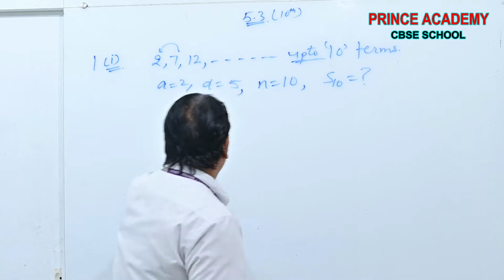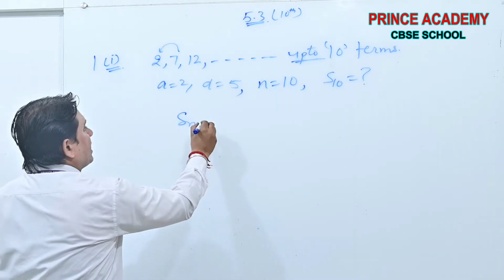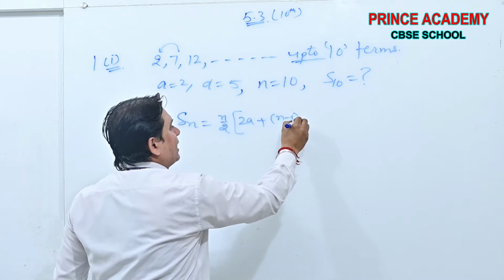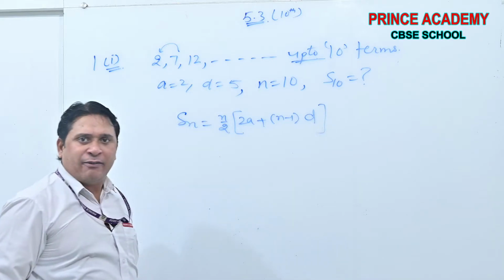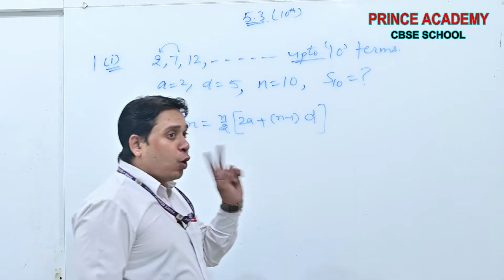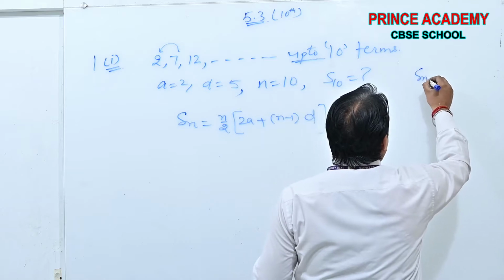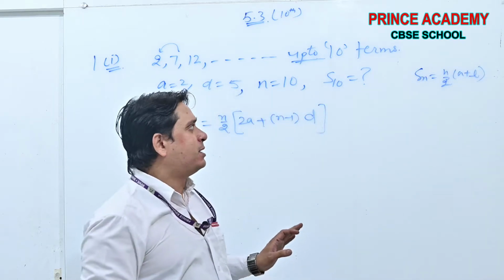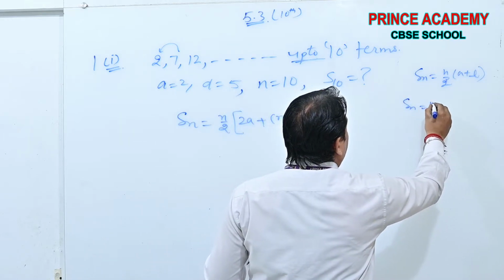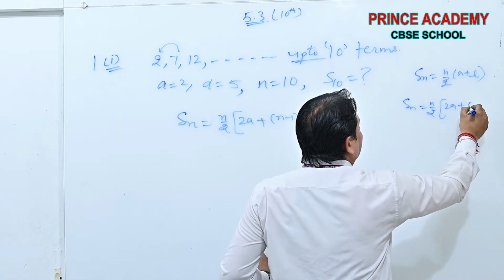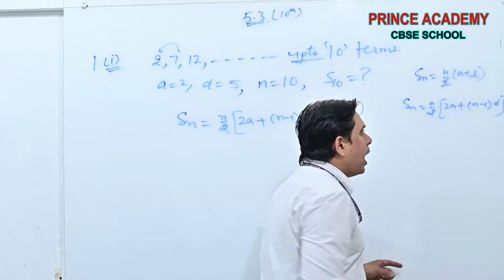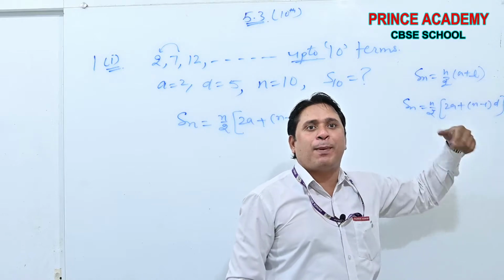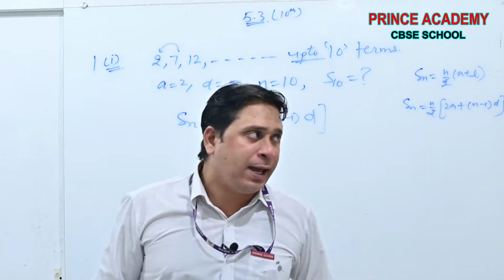Okay, done, beta. As we know, Sn is equal to n by 2, 2a plus n minus 1 d. See, beta, there are two forms of the formula. Sn is equal to n by 2 into a plus l. And the second one is Sn is equal to n by 2, 2a plus n minus 1 into d. How was this form achieved? By putting the value of L, a plus n minus 1 into d.